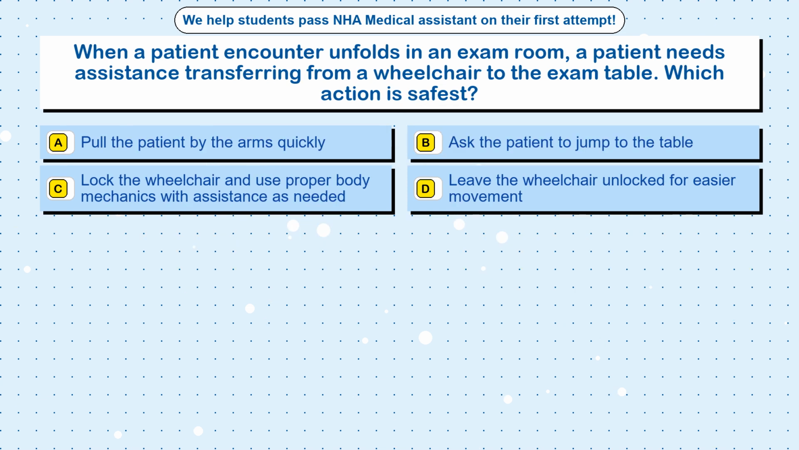Question 17. When a patient encounter unfolds in an exam room, a patient needs assistance transferring from a wheelchair to the exam table. Which action is safest? Option A, pull the patient by the arms quickly. Option B, ask the patient to jump to the table. Option C, lock the wheelchair and use proper body mechanics with assistance as needed. Option D, leave the wheelchair unlocked for easier movement.